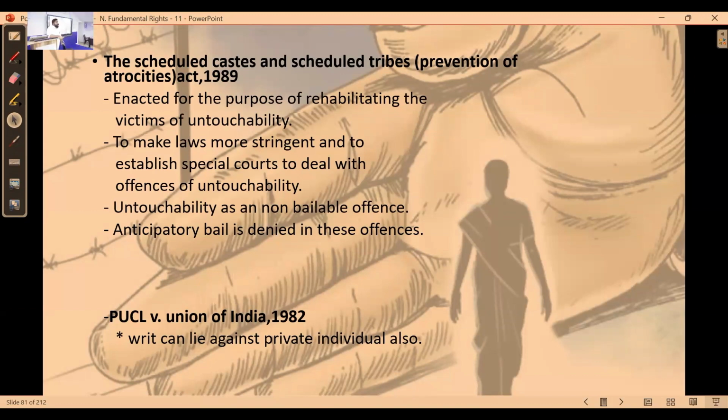When we say non-bailable offence, this Act made it non-bailable, and anticipatory bail is also denied. You cannot get anticipatory bail for this offence. And Article 17 is also available against private individuals.